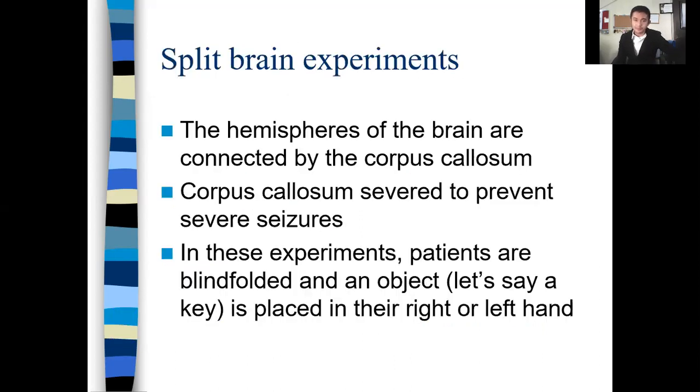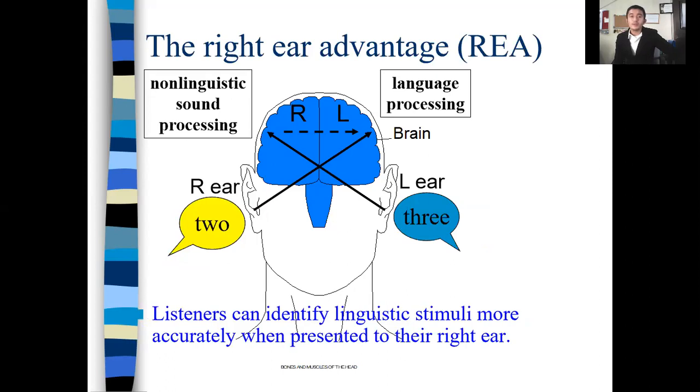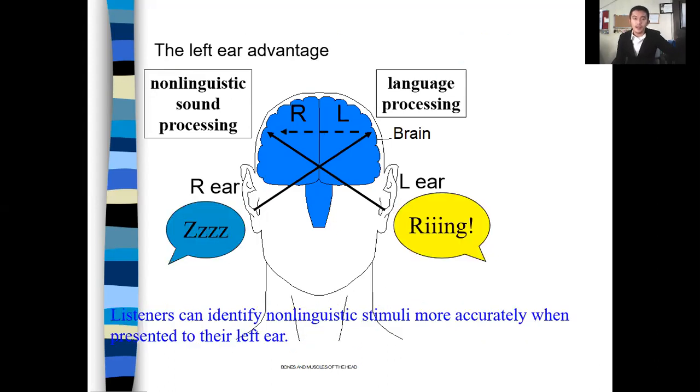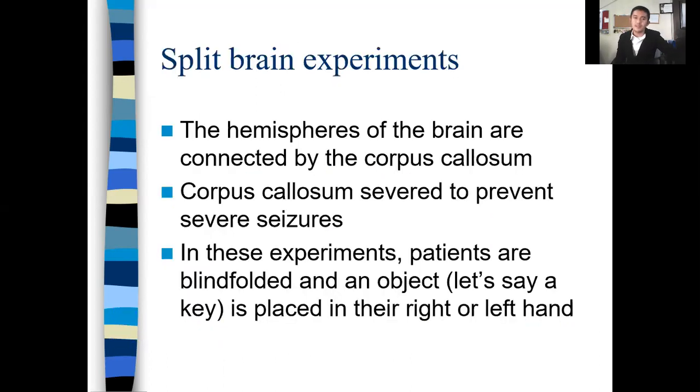Again, let's review. The left hemisphere of the brain is for language processing, and the right hemisphere is for non-linguistic sound. It's more of the sounds.